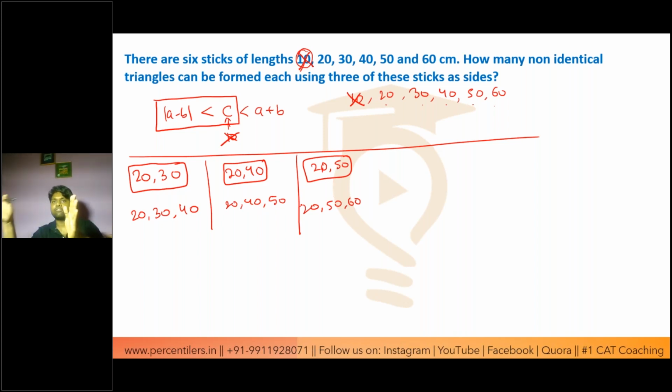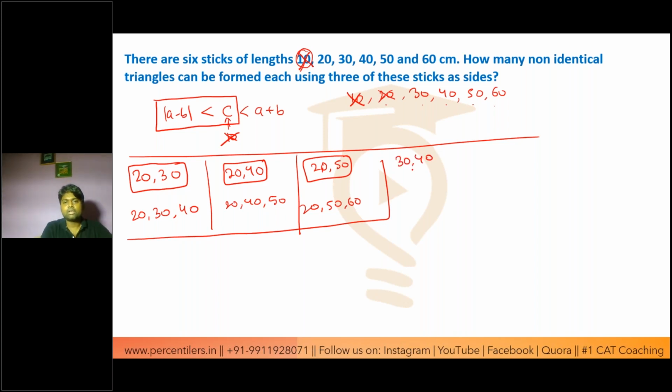When I have taken 20, 40, I do not have to consider 30. I don't look back. That I have already seen. The 20, 30 pair has been already taken. So this is also a skill that you learn. Okay, so 20 is done. 20 का मैंने देख लिया जो भी कर सकता था. 20, 30, 20, 40, 20, 50, and 20, 60 automatically counted. Okay, 20 is gone. I have already counted the three possible triangles.